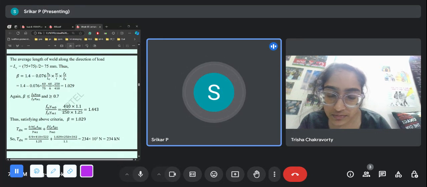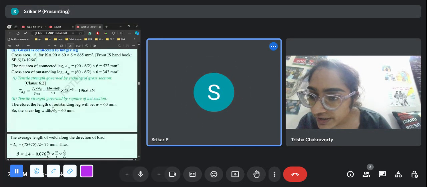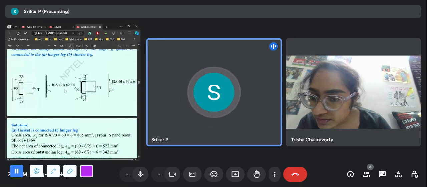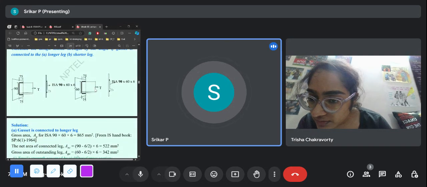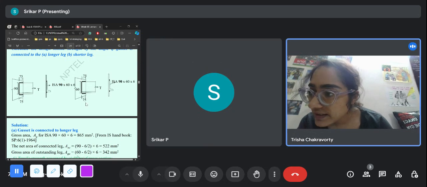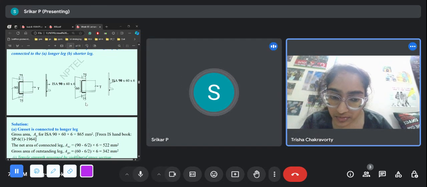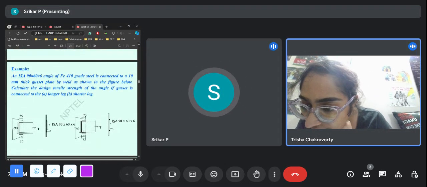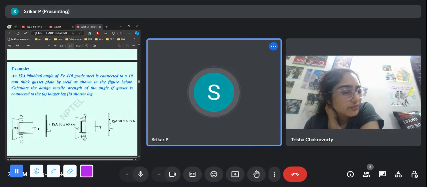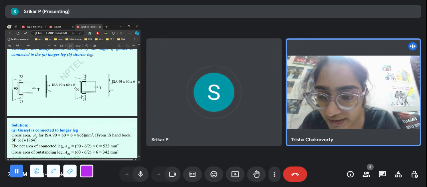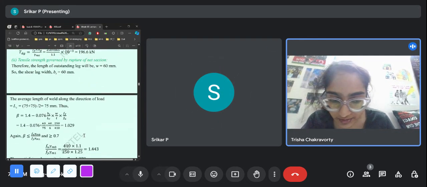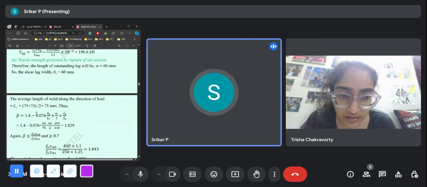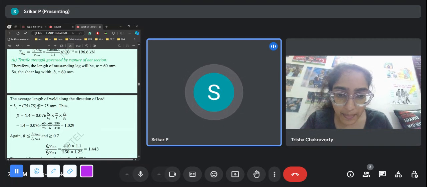They have written the LC value as 75 plus 75 by 2. Show me the figure. This is the figure. They have written the value as both parallel lengths divided by 2. I don't see any reason why they should divide it by 2. And they did not consider this value. Yes, this makes sense, because only these parts will be under shear. That part is under tension, not under shear. I was wrong. But still, dividing by 2 is a little confusing.